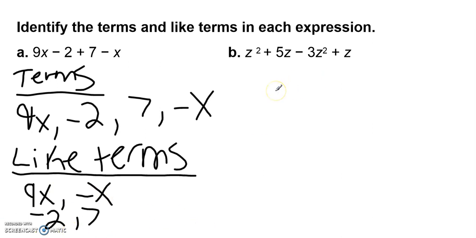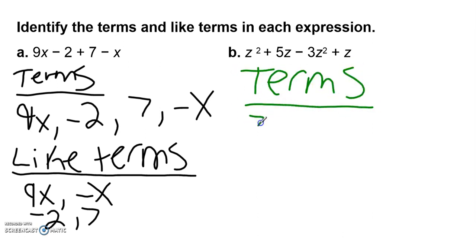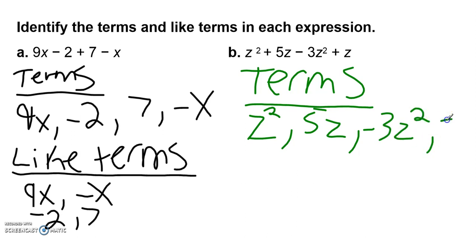Okay, over here our terms are z squared, 5z, -3z squared, and then z. So it's important to not drop this, because if we would add up, this is going to be a -3z, okay? Add up here, that's a -2. Add up here, that's a -x. So these go with the terms, okay?